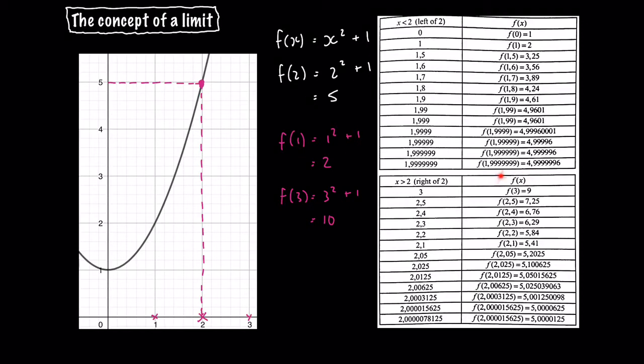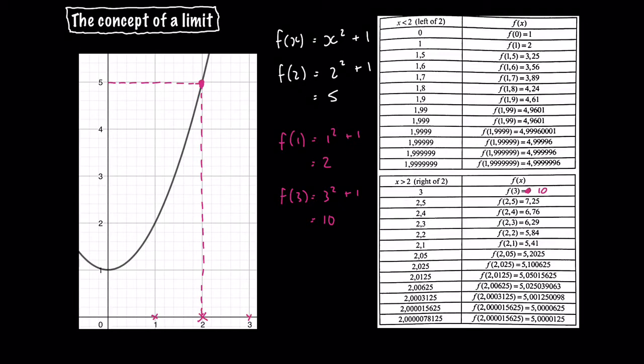Then if you look at the bottom half of the table, we now have values that are greater than 2. So they've started at 3, which is what I used earlier as well. And for x equals 3, there should be a y value of 10 over here, not 9. All right, so that should be 10. All right, and then you can see the same kind of things happening.